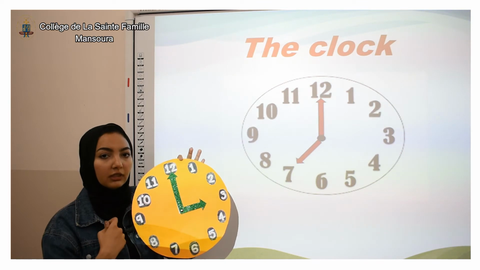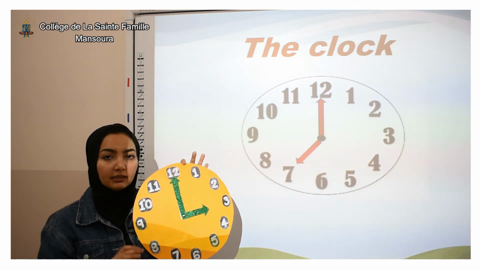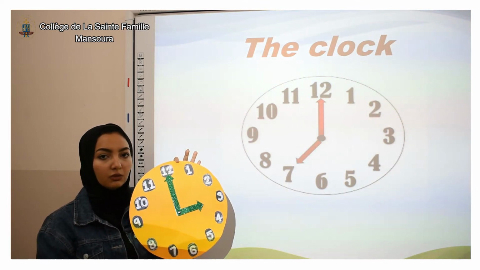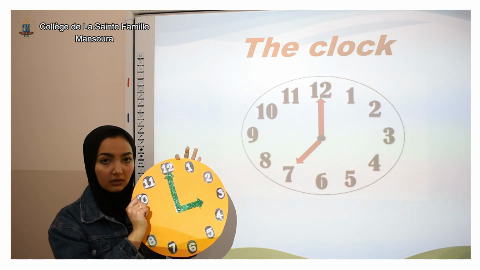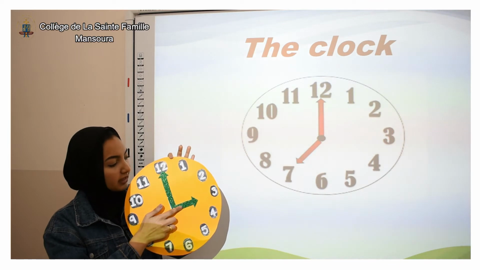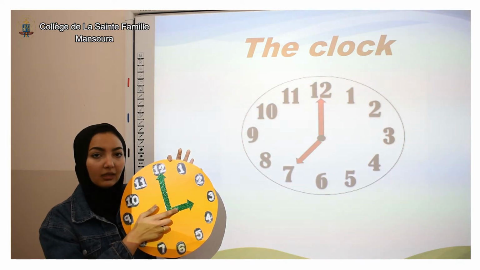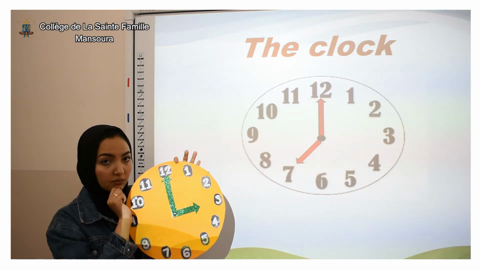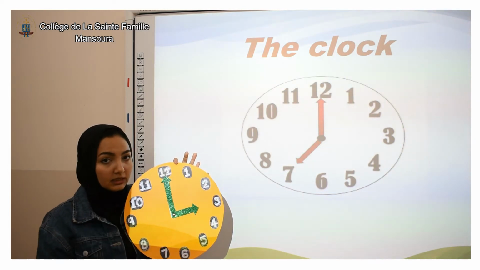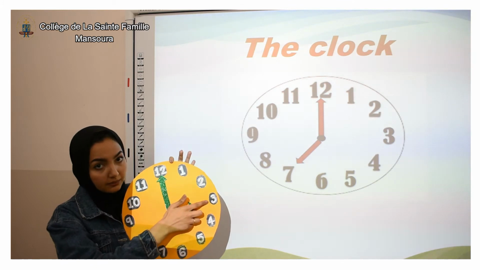Let's learn how to tell the time. To tell the time, all you have to do is to look at the short hand. Okay, this is the short hand. The short hand looks at number 3. So you're going to say it's 3.